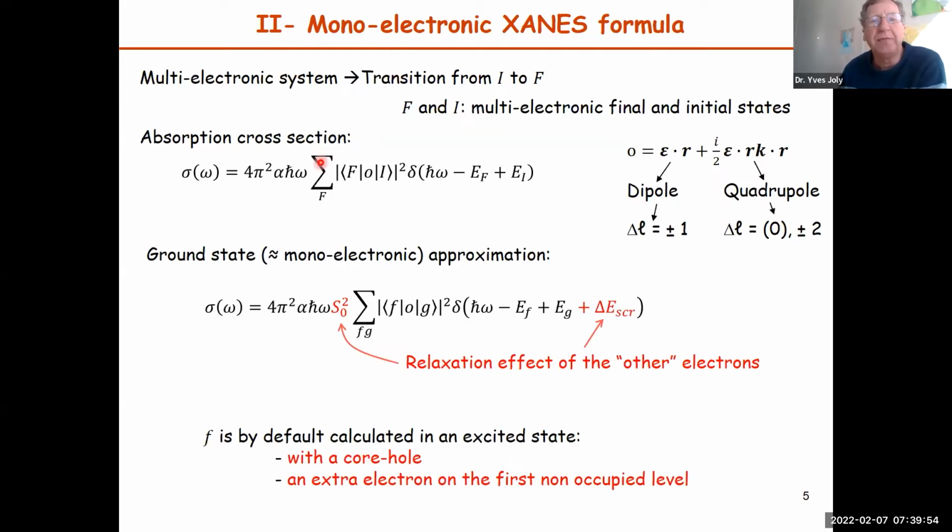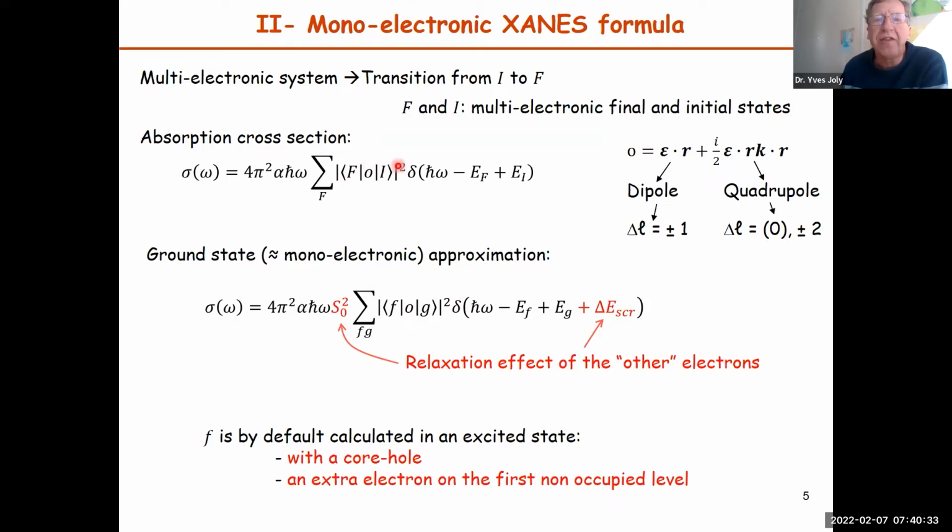Now, to go from this multi-electronic situation to the monoelectronic situation, in I we are interested only in the state where the electron making the transition comes from. So little g here will be, for example, the 1s state, the core electron making the transition. Then you have the transition up to F, which is a specific orbital where the photoelectron arrives. O is the same as before.